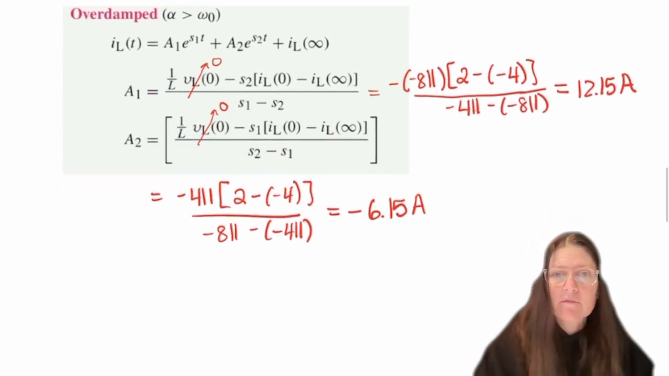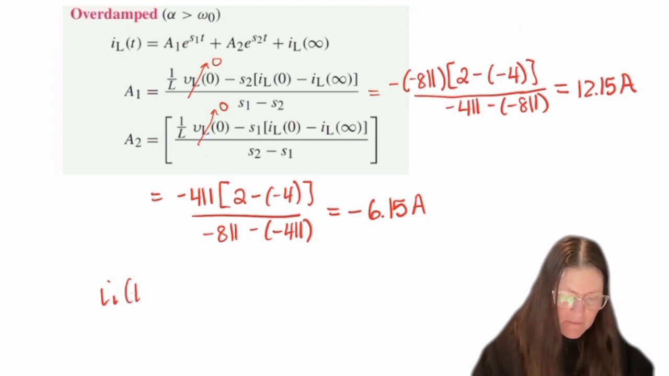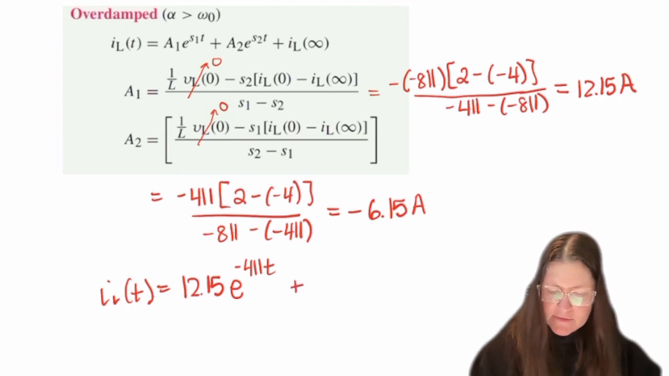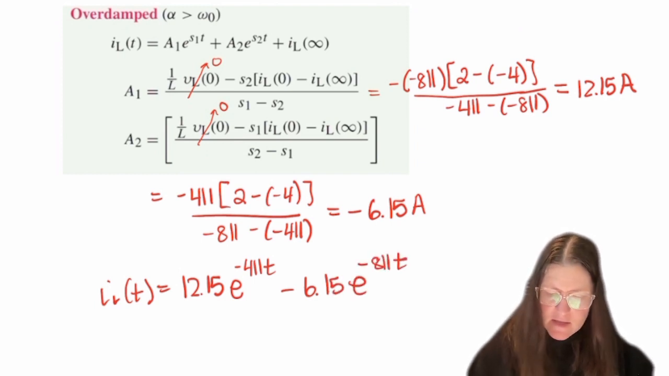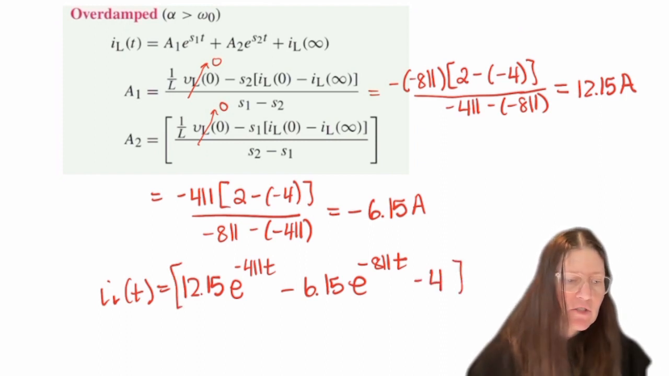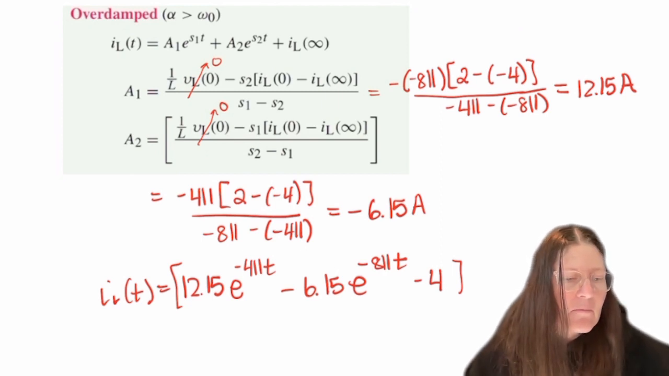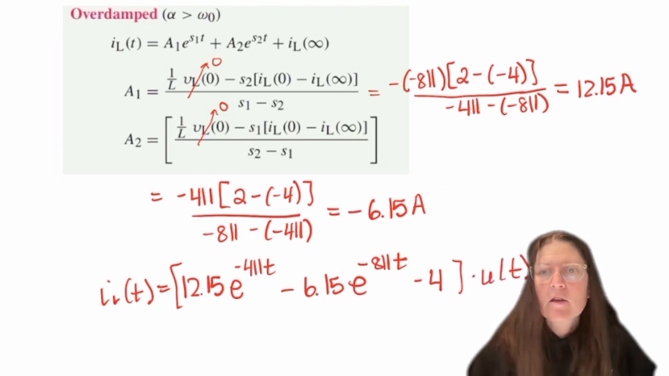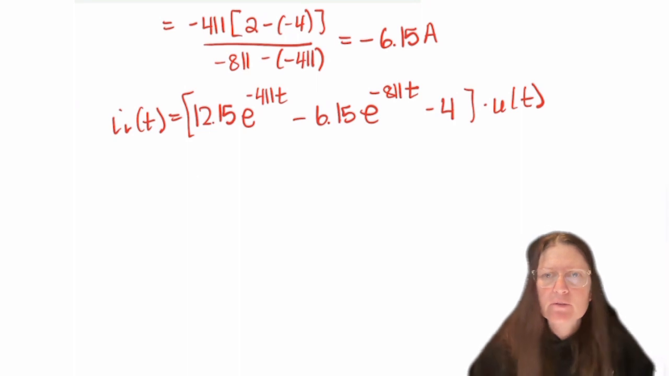And now we can plug in for IL of t. So we have 12.15 e to the -411t plus or minus 6.15 e to the -811t, and then minus 4 amps. And again, we can multiply by u of t, or we can say for t greater than or equal to 0.